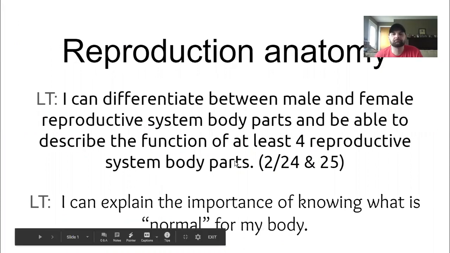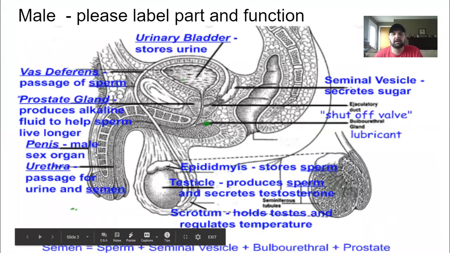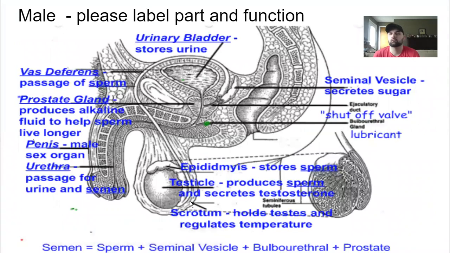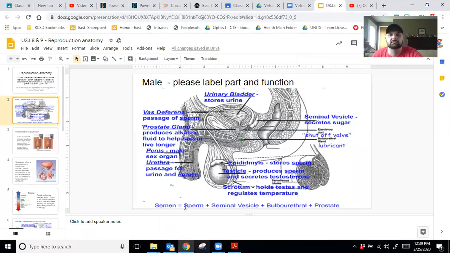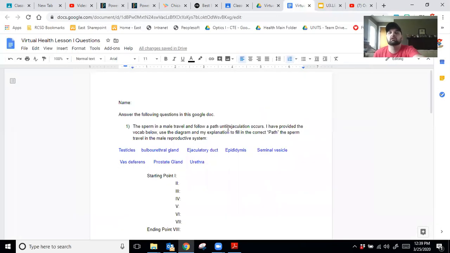All right, so first thing, male. We're going to talk about the male reproductive anatomy. What I want you to be able to answer is, I'm going to exit this just a second and go to the questions. Question 1 says, the sperm in a male travel and follow a path until ejaculation occurs. I've provided the vocab below. Use the diagram and my explanation to fill in the correct path the sperm travel in the male reproductive system.